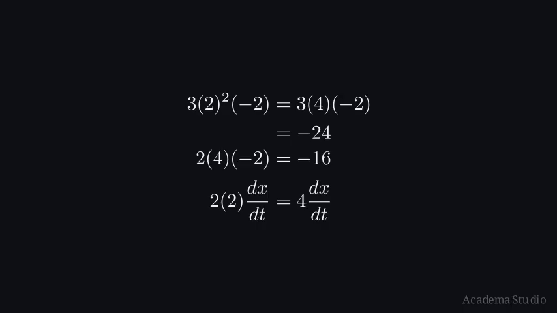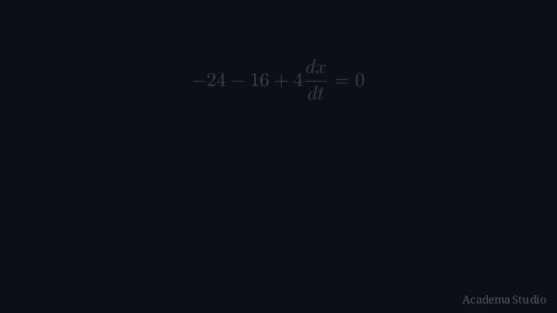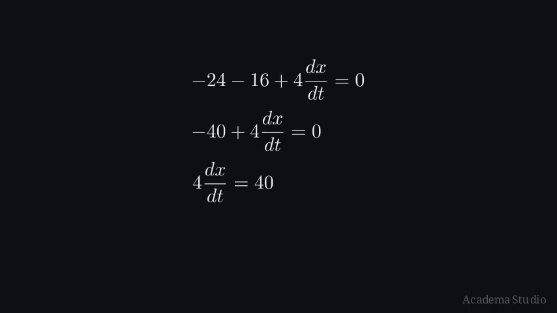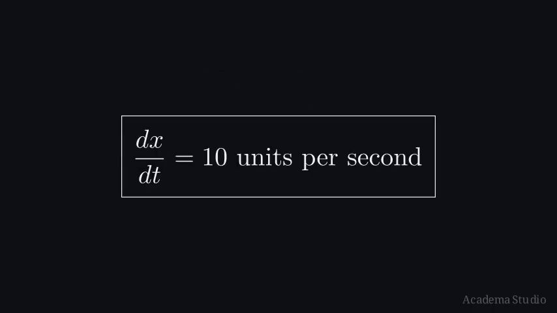2, 2. The derivative of x with respect to t equals... Combining the negative terms gives negative 40. Solving for dx divided by dt gives 10. The final answer, the derivative of x with respect to t equals 10 units per second.